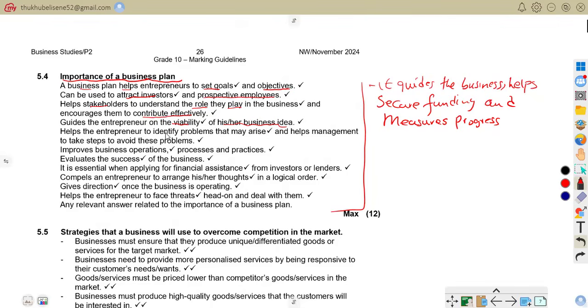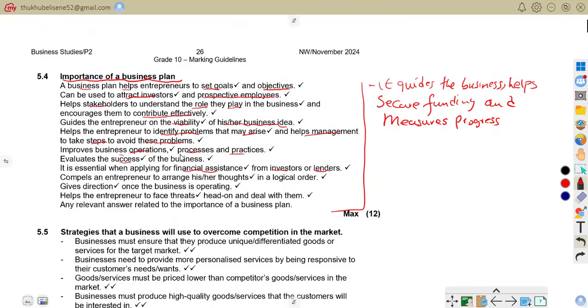It also helps entrepreneurs to identify problems that may arise and helps management to take steps to avoid these problems. So it is with a business plan that you are quickly going to be able to identify the problems. It improves business operations, processes and practices. It evaluates the success of the business. It is essential when applying for financial assistance from investors or lenders.